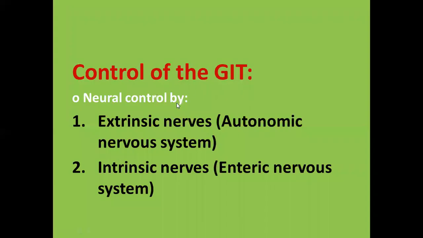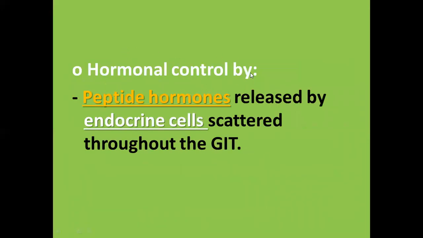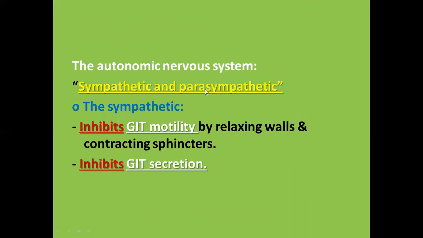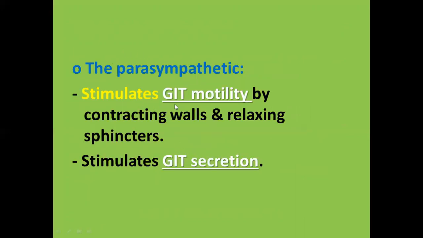Control of the GIT: neural control is through the extrinsic nerves of the autonomic nervous system, and through the intrinsic nerves of the enteric nervous system. Hormonal control is by peptide hormones released from endocrine cells through the GIT. These are the hormones we discussed earlier: gastrin, CCK, secretin, VIP, somatostatin, and others. The autonomic nervous system, sympathetic and parasympathetic, we discussed earlier. Sympathetic inhibits GIT motility and secretion, while parasympathetic stimulates GIT motility and secretion.